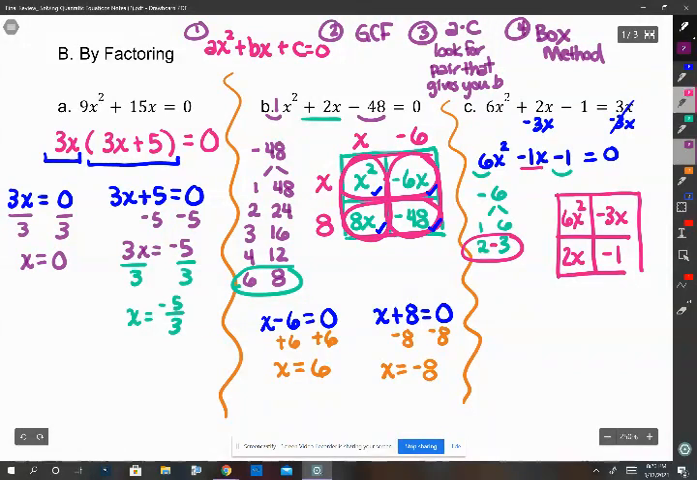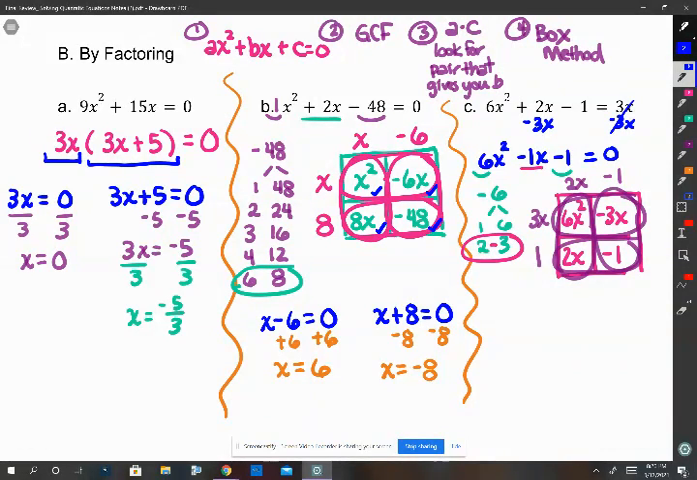If I take out the greatest common factor of the first row, I'm going to take out 3x. If I take a factor out of 2x and negative 1, it looks like I can only take out a 1. 6x squared and 2x looks like I can take out a 2x. And negative 3x and negative 1, it looks like I can take out a negative 1. Let's just check and make sure we're good. 3x times 2x is 6x squared. 3x times negative 1 is negative 3x. 1 times 2x is 2x. 1 times negative 1 is negative 1. So all of that should work out.